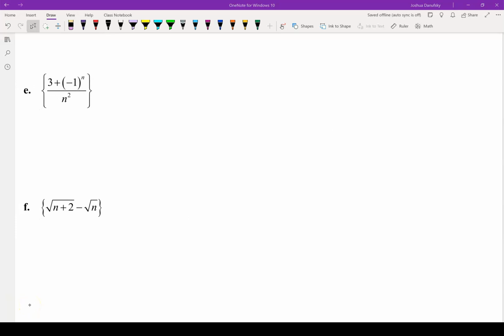Part E, the sequence 3 plus the quantity negative 1 to the n power all over n squared. It might be a little unclear how to start with this one. So first, let's just notice a couple things. Every term of our sequence is bigger than 0. Also notice that the numerator is never larger than 4. It could equal 4, but it's never going to be bigger than 4.